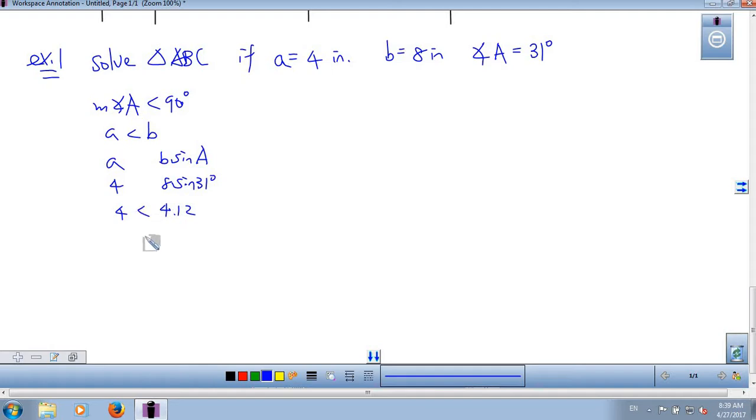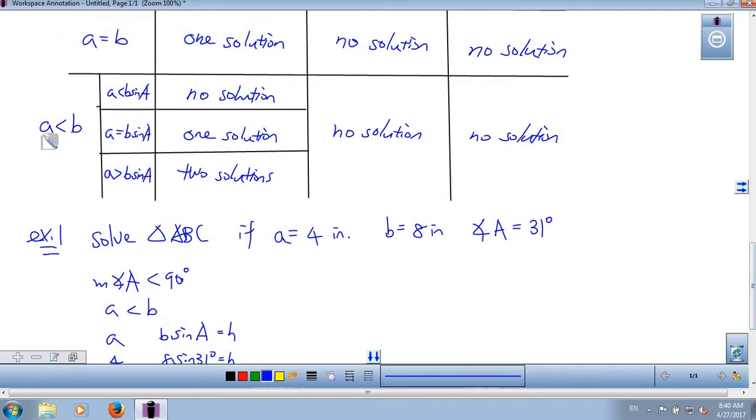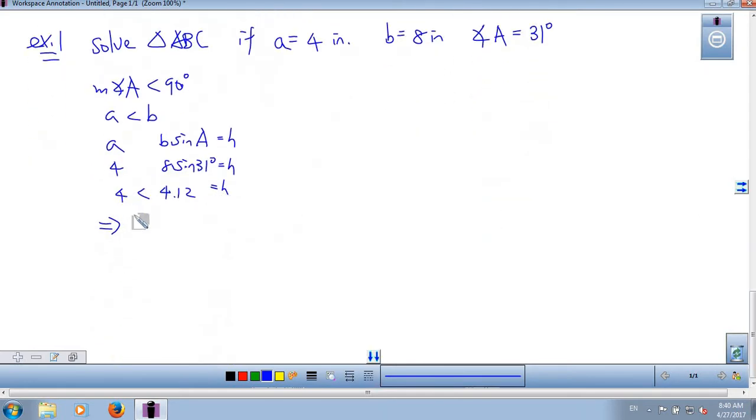So a is less than that. Because a is less than b sine A, which is the height of the triangle, what's our conclusion? Let's go back to our table. a is less than b and a is less than b sine A, so there are no solutions. You cannot make a triangle because a is too short. No solutions. Now, that's an easy case. So let's try another one.